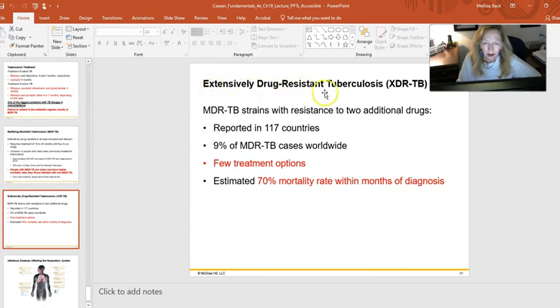There are a couple of resistant strains now. There's one that is resistant to everything, and we have nothing that we can treat it with. The mortality is usually within months of diagnosis.